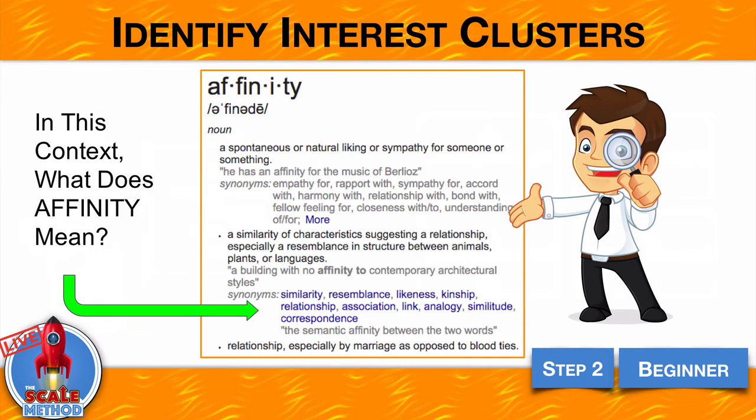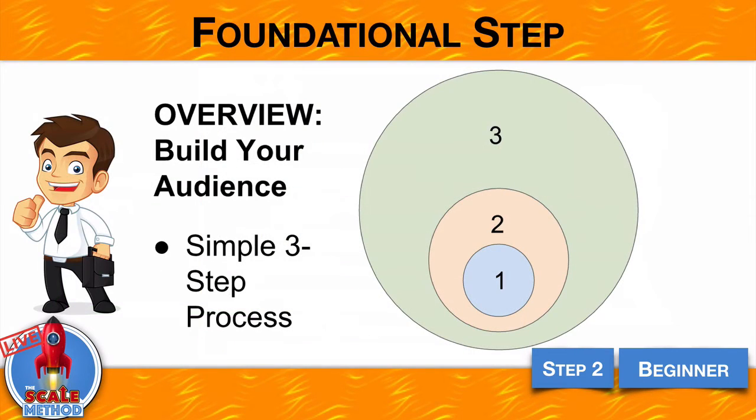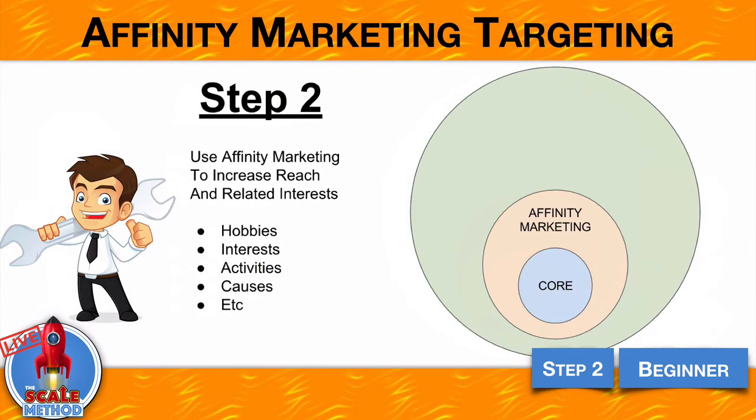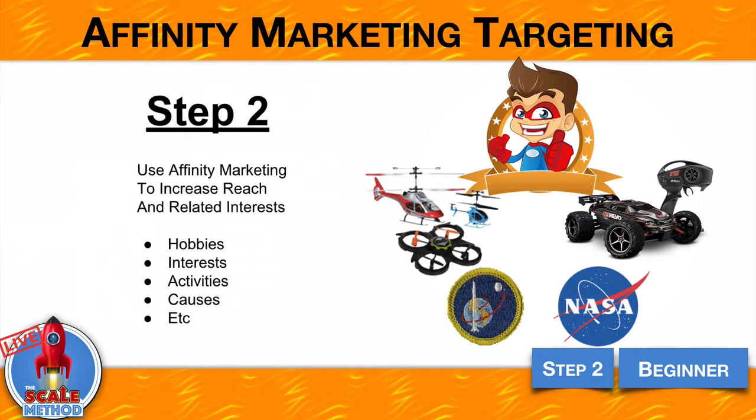Here's the way that the advertising is going to be laid out. See, we want to start building our audience with 3 simple processes. Step 1, we want to focus on the core. So we're going to focus on Recs: the age range, gender, income, geography. Who is that ideal avatar, that ideal perfect customer? Now we're also going to use affinity marketing to reach these related interests. These would be hobbies, interests, activities, causes with people that would have similar interests. So let me give you an example of that.